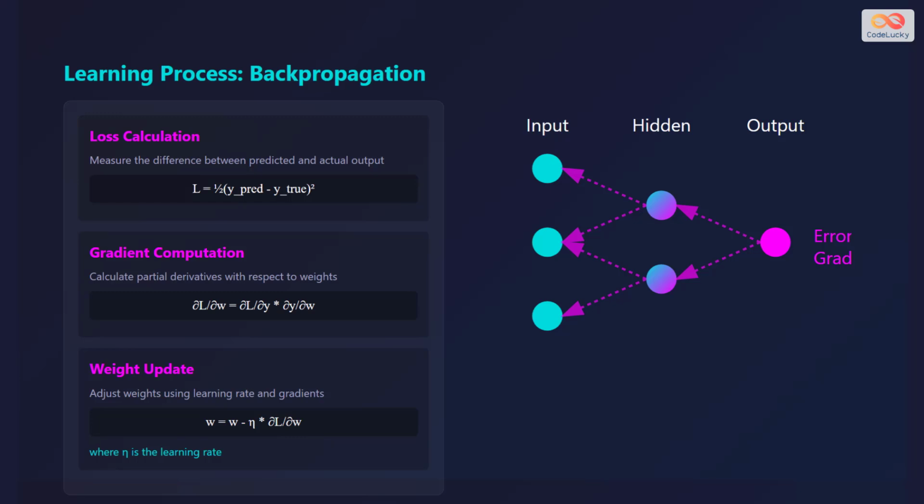Now let's move on to backpropagation. Step 1 involves loss calculation, where we measure the difference between the predicted and actual output using a loss function. The formula shown is L equals 1/2 multiplied by the square of the difference between y predicted and y true. Step 2 is gradient computation, where we calculate partial derivatives with respect to the weights. The formula is partial derivative of L with respect to w equals partial derivative of L with respect to y multiplied by the partial derivative of y with respect to w. Finally, step 3 is weight update, where we adjust the weights using the learning rate and gradients. The formula is w equals w minus eta multiplied by the partial derivative of L with respect to w, where eta is the learning rate.